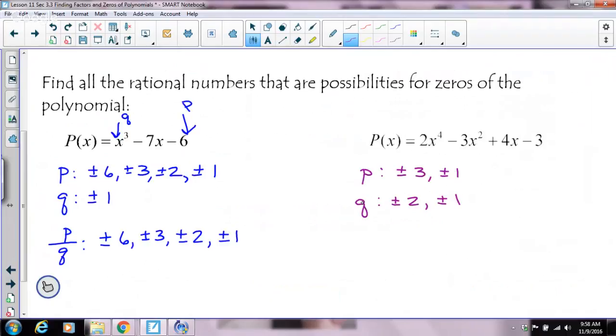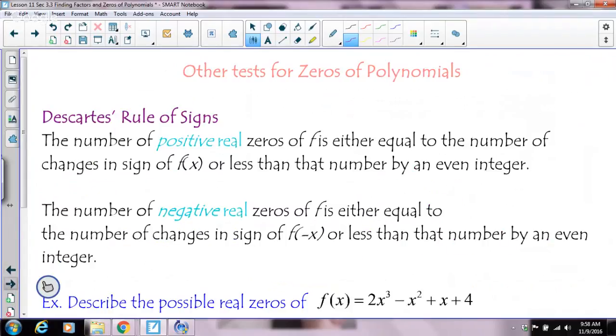You get plus or minus 3 and plus or minus 1 for your p's, and plus or minus 2, plus or minus 1 for your q. So then p over q would be plus or minus 3, plus or minus 3 over 2, which is 1.5, which is 3 halves, and then plus or minus 1, plus or minus 1 half. Is that what you got? Yep. You good? All right. So those are possible zeros.